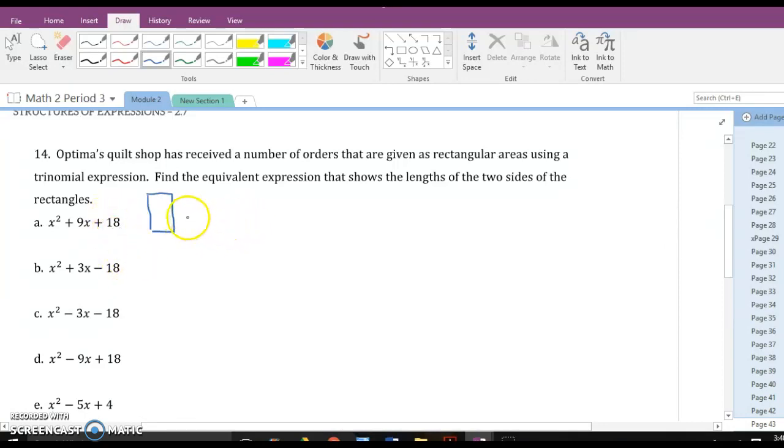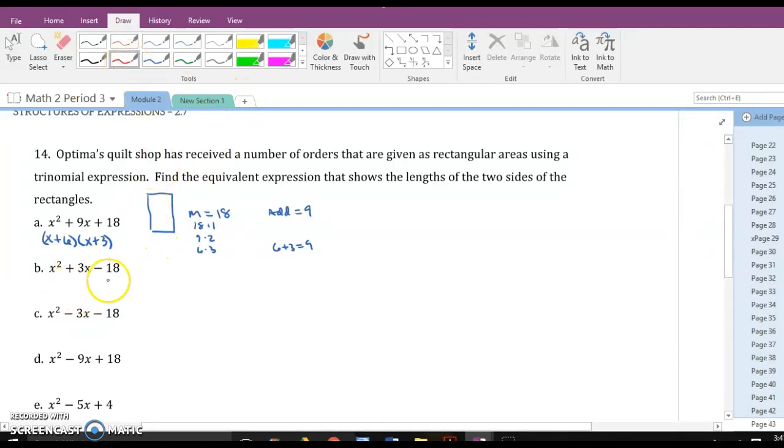But we also did a shortcut where we said all we have to do is find the numbers that multiply to give us 18 and add up to give me 9. What numbers make that happen? Well, we know we have 18 and 1, 9 and 2, 6 and 3. But which one of these sets of factors adds up to give you 9? 6 plus 3 gives you 9. So an equivalent expression here would be x plus 6 times x plus 3.